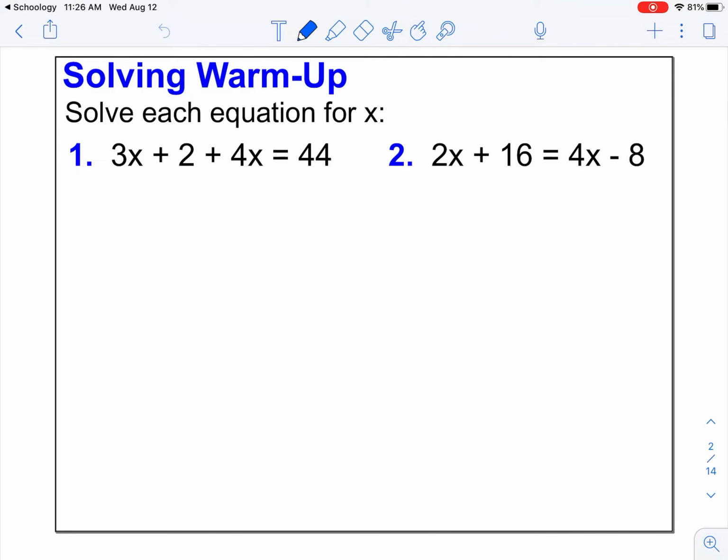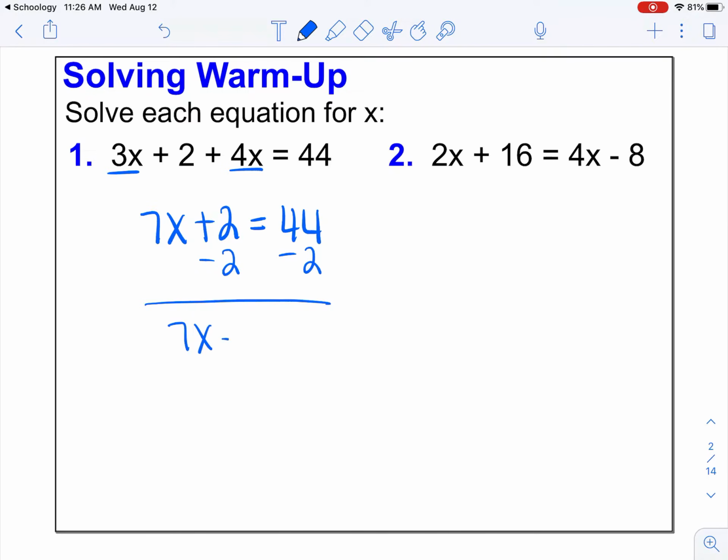All right, so on the left-hand side, I see that I have like terms that I need to combine. 7x. No more like terms, so plus 2 equals. On the right side, there are no like terms, 44. Remember my whole goal is to get x by itself. So to get x by itself, first I have to undo that plus 2. So I'm going to subtract 2. And then to get rid of that 7, I need to divide by 7. And I get x equals 6.